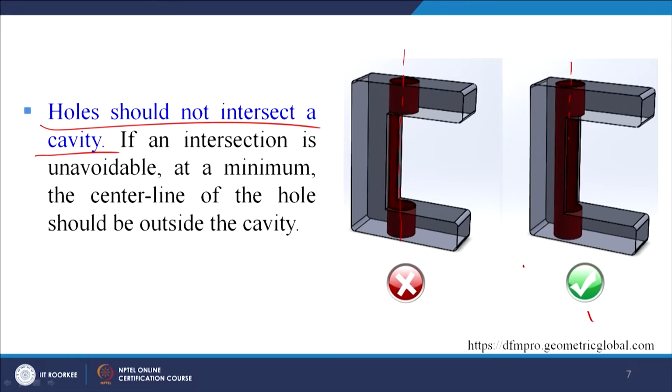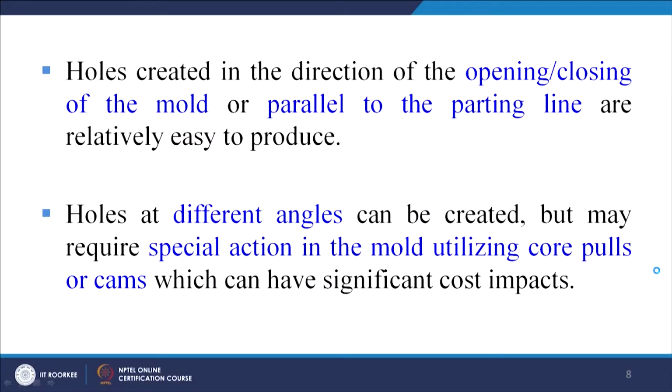So this is the right way of producing a hole where it is intersecting a cavity. If it is unavoidable, the center line of the hole should be outside the cavity. That must be taken into account. Holes created in the direction of the opening or closing of the mold.